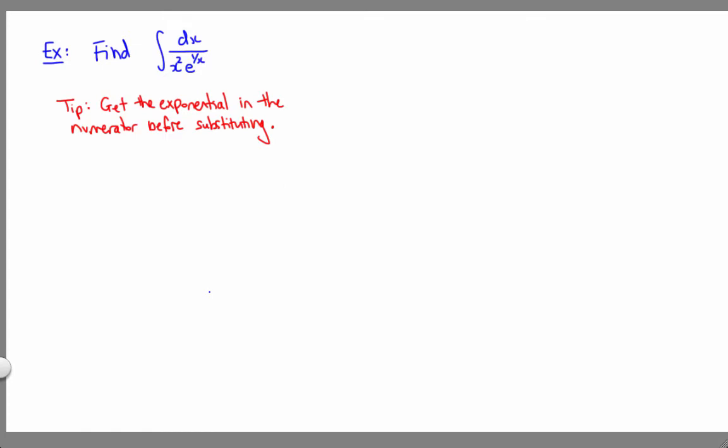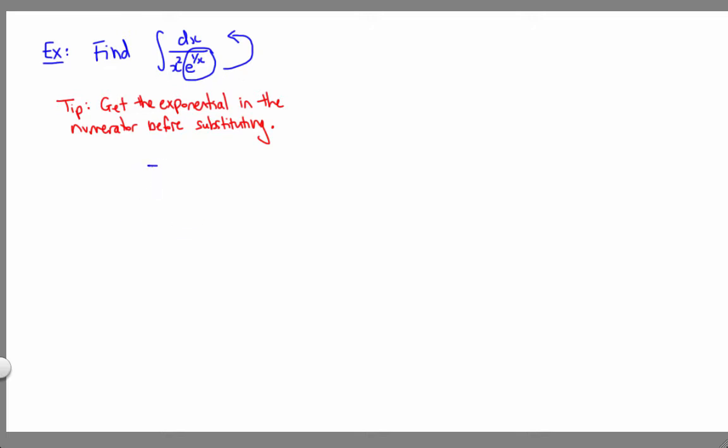Let's try a second example. Let's find the integral of dx over x squared e to the 1 over x. Here's a second tip that will help you with integrating these exponential functions. The tip is to get the exponential in the numerator before substituting. So notice that right now we've got the e to the 1 over x sitting in the denominator. We'd like to move it up into the numerator, and we'll be introducing a negative exponent when we do that. It's going to be much easier to substitute once that exponential is up in the numerator.